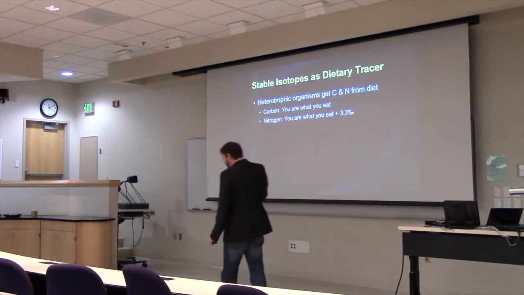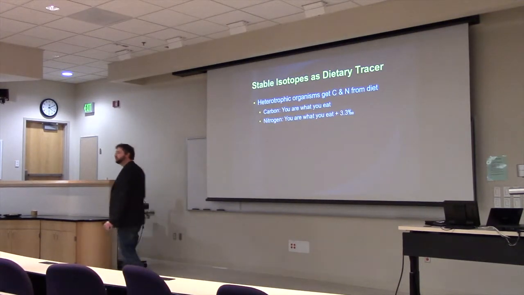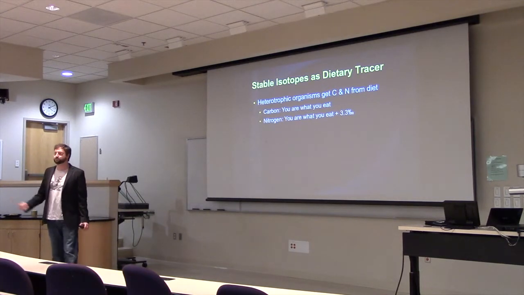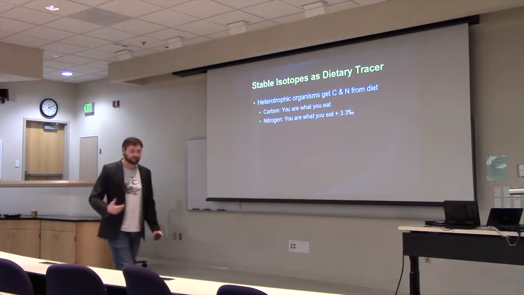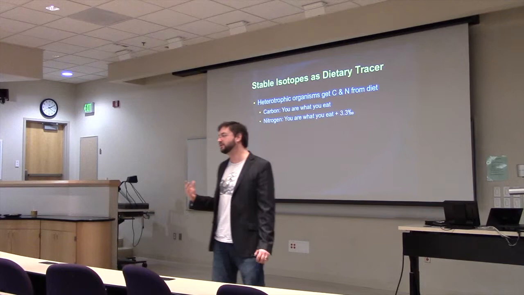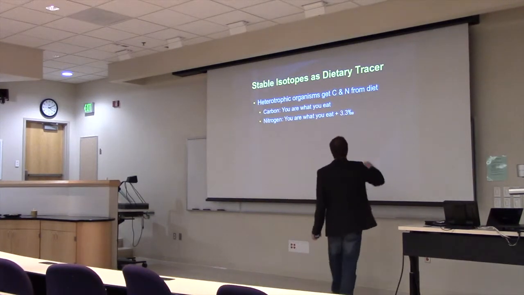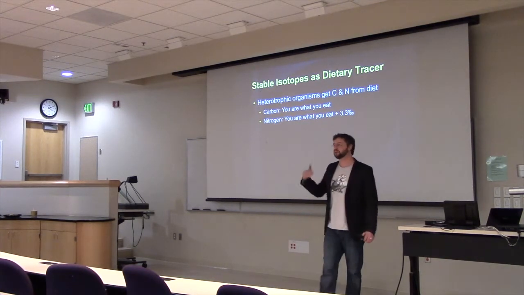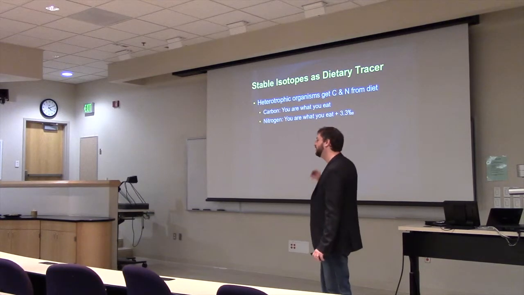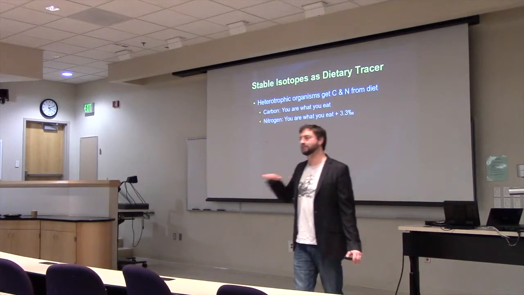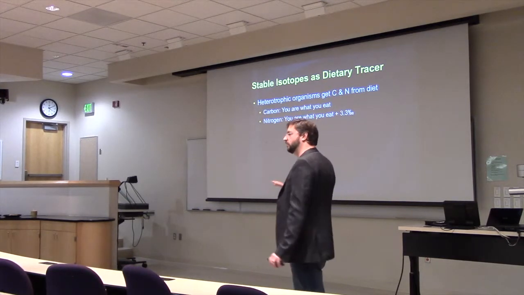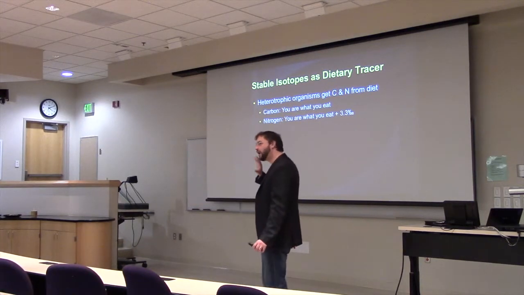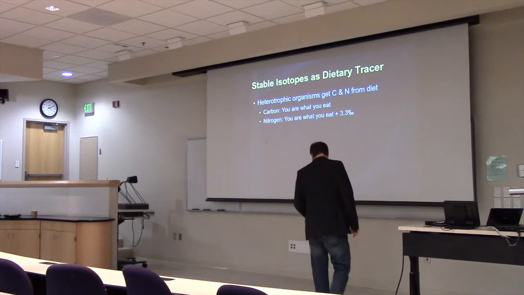In nitrogen, you will eat something that has some sort of nitrogen in it, and you're going to metabolize some of that nitrogen. You are going to preferentially pee out the nitrogen-14. It's going to leave your body. However, the nitrogen-15 is going to preferentially stay in your body. And what that means is that you tend to be about 3.3 per mil higher in your delta-15N than whatever you ate. So this is actually a really good tool for figuring out what trophic level you're at, because you're going to be about 3 per mil higher than whatever you ate, which is going to be 3 per mil higher than whatever it ate, and all the way down. So we can tell how high of a predator it is that we're looking at.